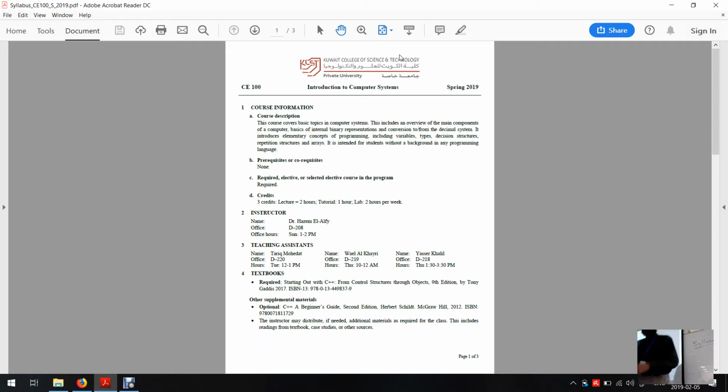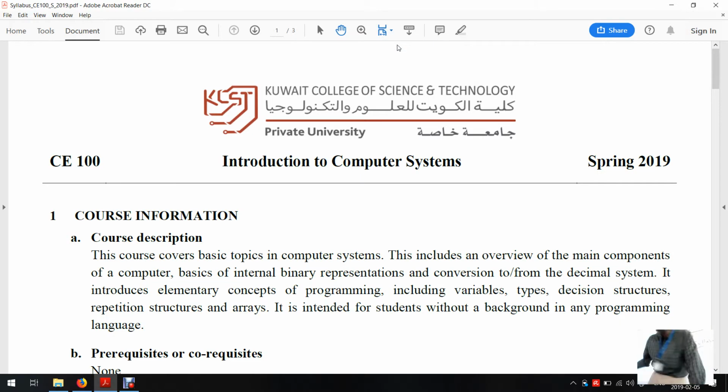The syllabus can be considered a contract between me and you. This is a course. I offer you the course and you buy the course from me, and this is the agreement. So it has all the information about this course. They call it the syllabus. The syllabus of this course starts as follows. The name of the course is Introduction to Computer Systems, and the code is CE100, and this is what we're going to do during this spring semester, 2019.